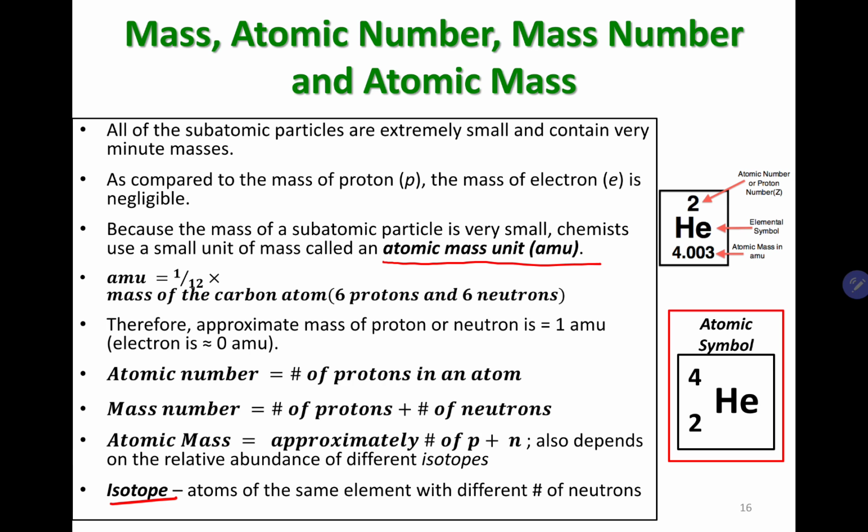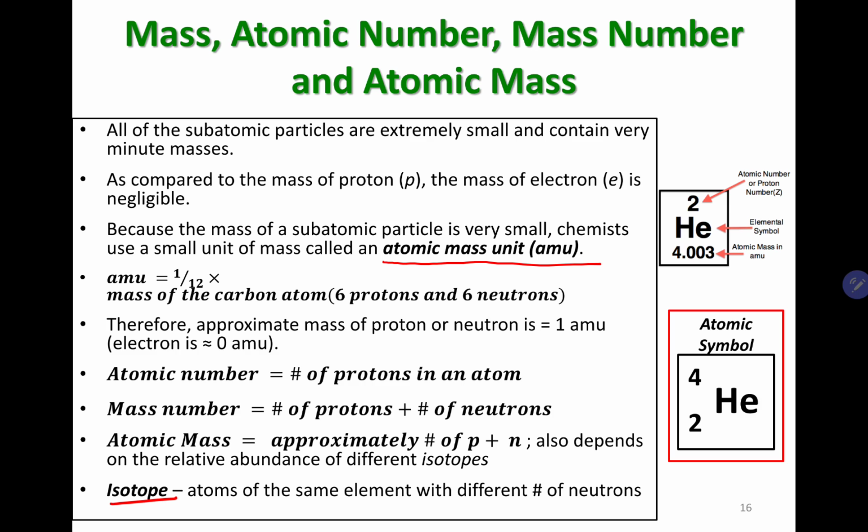Still, this unit is much bigger when you are measuring the mass of a subatomic particle. So you can't use grams. The scale is very big. It is like measuring the length of a bacteria using a meter ruler, or using a yard. It's too big. So what chemistry or science people do is define a new mass unit called atomic mass unit. We call it AMU.